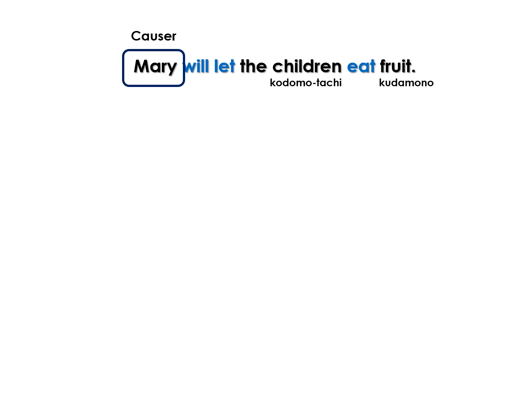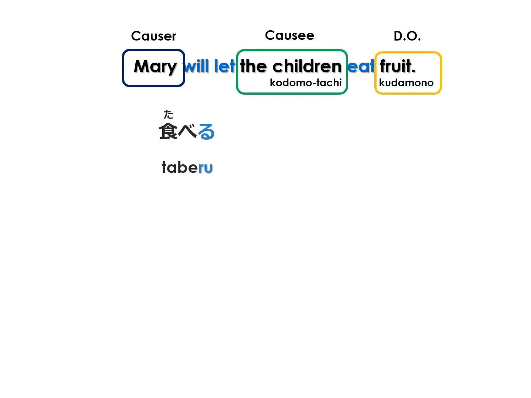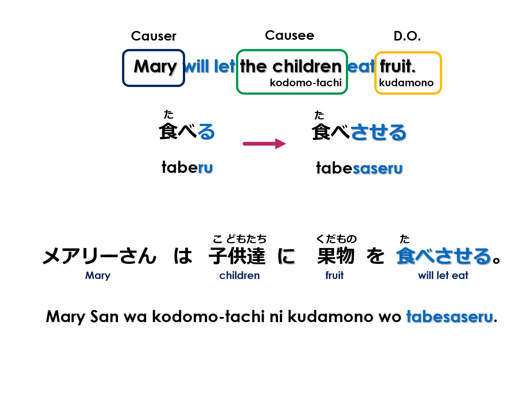The causer is Mary, the causee is the children, and the direct object is fruit. To eat is taberu, and its causative form, let eat, is tabesaseru. So the whole sentence in Japanese: Mary-san wa kodomo tachi ni kudamono wo tabesaseru. Mary will let the children eat fruit.